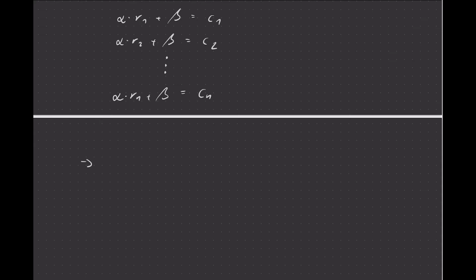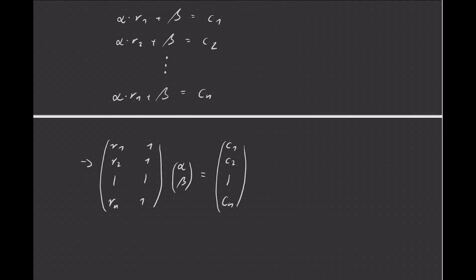So what we get here is a matrix of the form R1, R2, and so on to Rn. And we have ones, those are for the beta. This we multiply by the vector of unknowns, alpha, beta, and the right-hand side is C1, C2 to Cn. So that's a linear system that's overdetermined because we only need 2 linearly independent equations to solve it, and there's lots more here. So usually that's infeasible, and the question is, how do we deal with that?